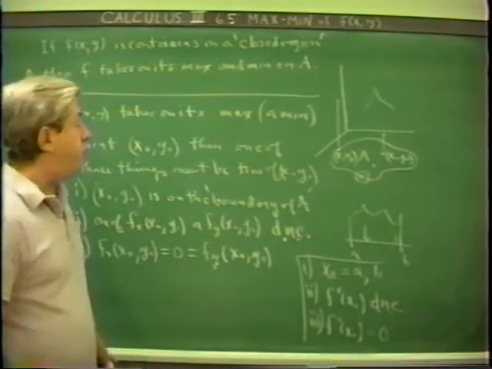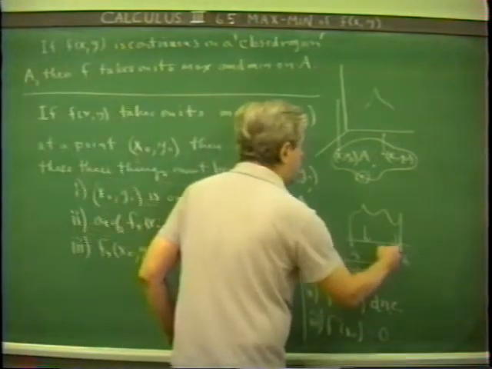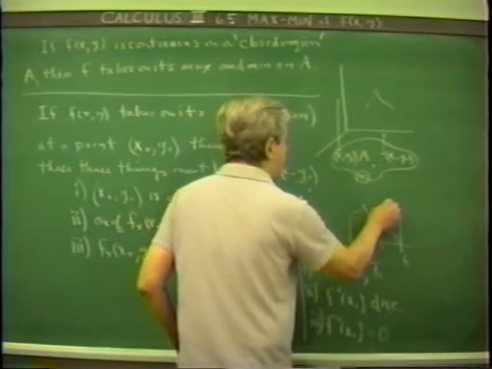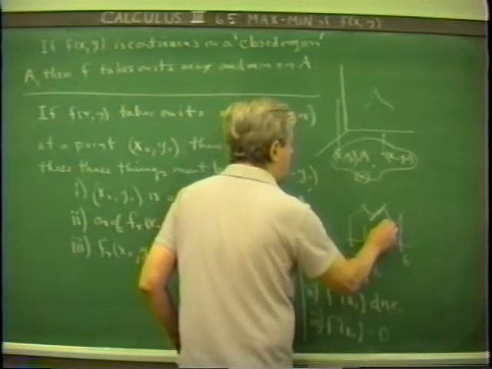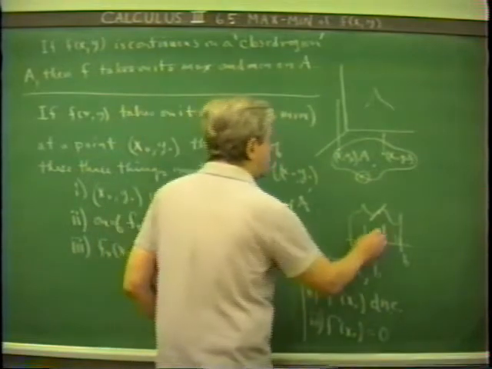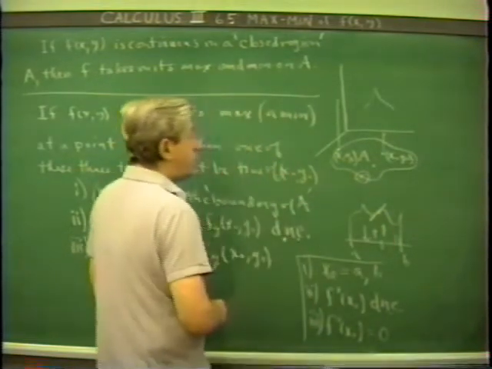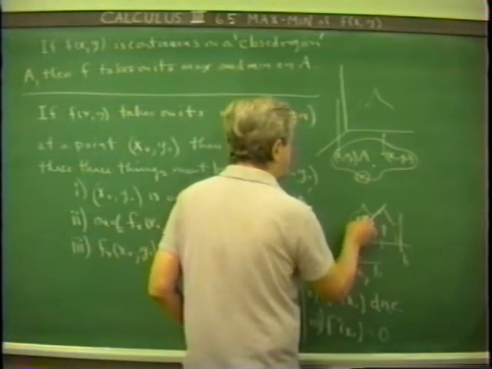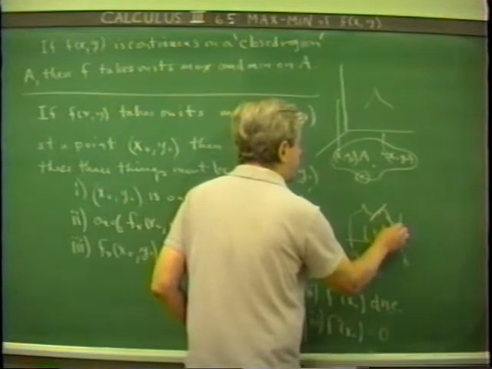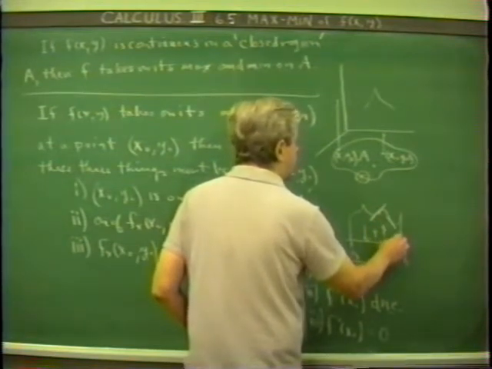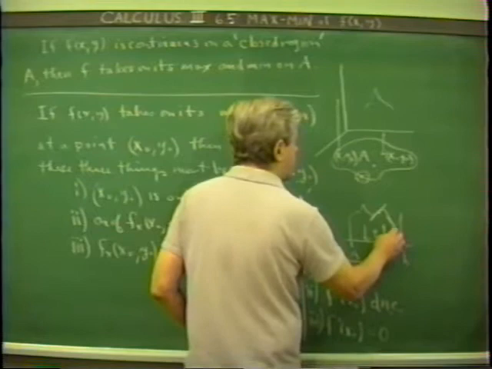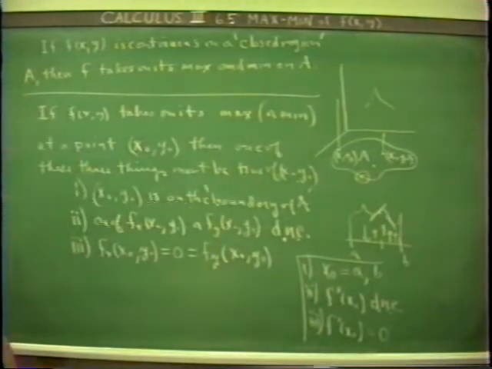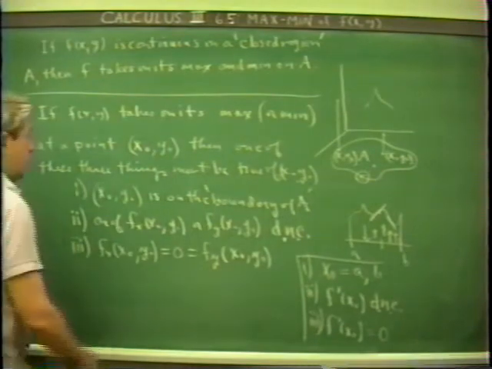Right? The reasoning is the same as it is for functions defined on an interval. That's to say, if the derivative was not equal to 0, let's say it was positive, then there'd be points to the right where the function was larger, and points to the left where it was smaller. So this couldn't be either a maximum or a minimum. If the derivative was negative, for example here, then there would be points to the right where the function was smaller, and points to the left where it was larger, and so that couldn't be a maximum or minimum.